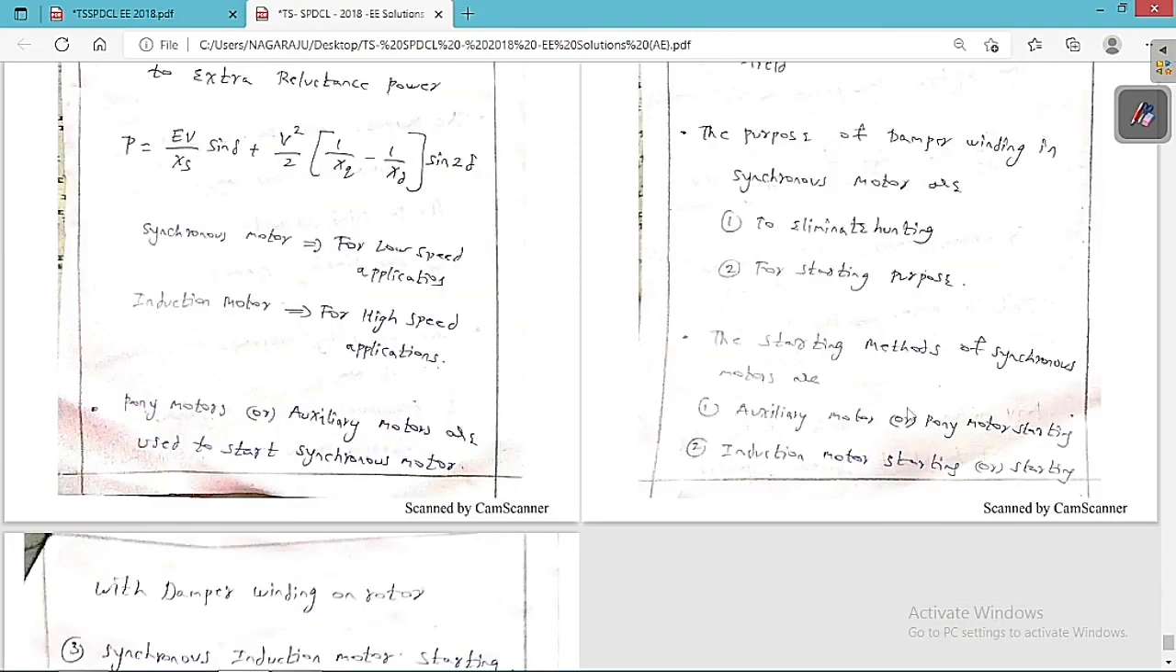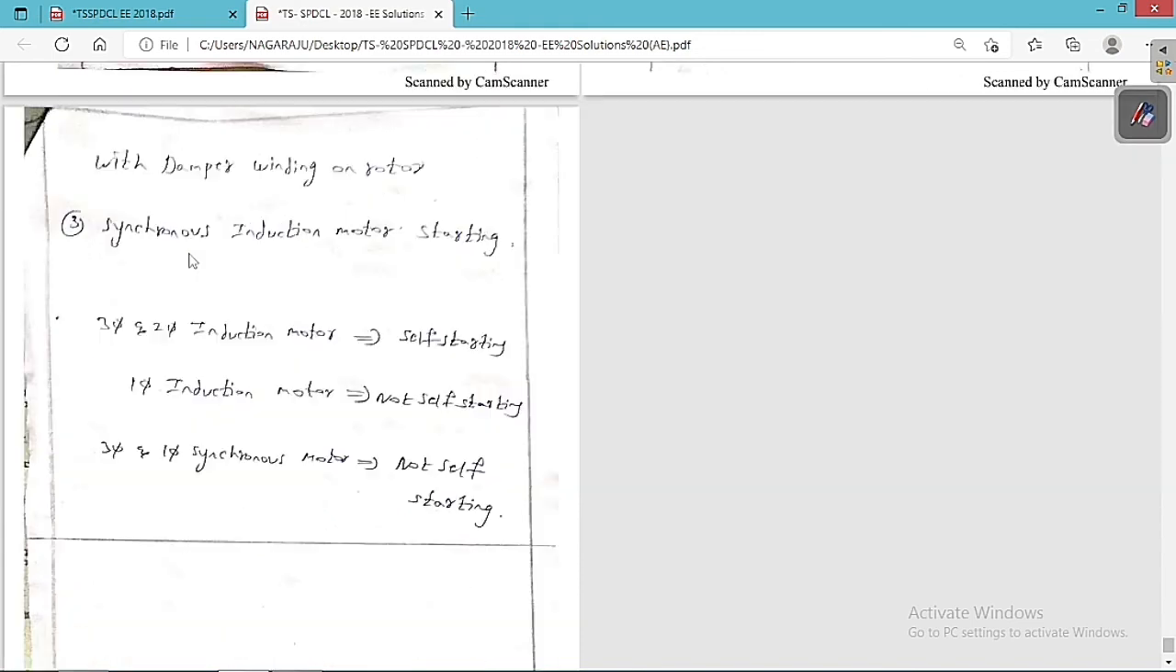The starting methods of synchronous motors are, as I already told you, synchronous motors are not self-starting. So we have to use some techniques to make them self-start. The first is the auxiliary motor, also called pony motor starting. Our second method is called induction motor starting, or starting with damper winding on the rotor. If you keep a damper winding on the rotor, initially it is going to start like an induction motor, but finally it is going to act like a synchronous motor. Another method is called synchronous induction motor starting.